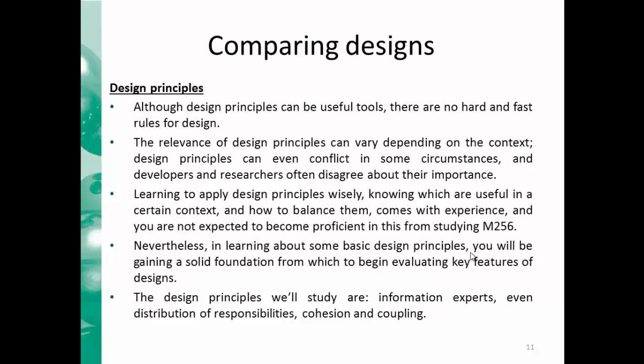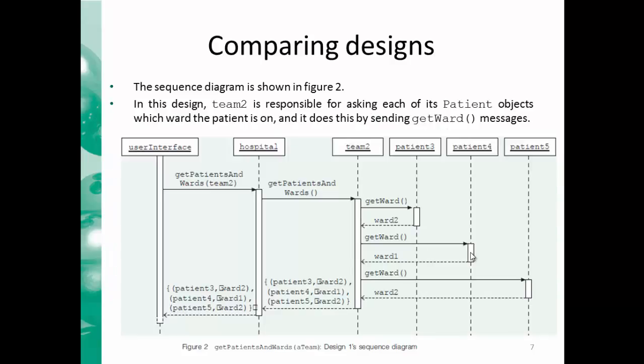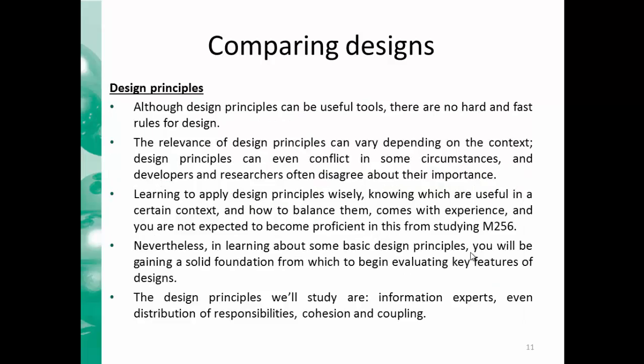Comparing design 1 and design 2, in design 1 you find that team 2 has more information about the patients than the coordinating object, hospital. So if we consider the information expert principle of design, then in this situation we prefer to give the tasks to team 2, because team 2 has more information. Team 2 is the information expert in this particular context.